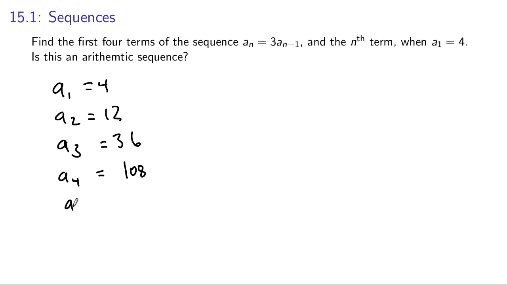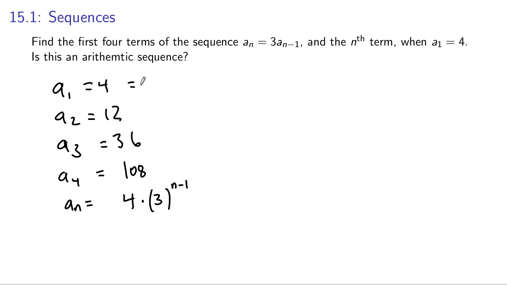So if we think of a formula, that's a little bit tricky here, but we would have the original value 4 times 3 to the power of n minus 1. So when we put in 1, we get 0. 3 to the 0 is 1. 1 times 4 is 4. When we put in 2, we get 3 to the first, which is 3 times 4 is 12. When we put in 3, we get 3 squared. 9 times 4 is 36.